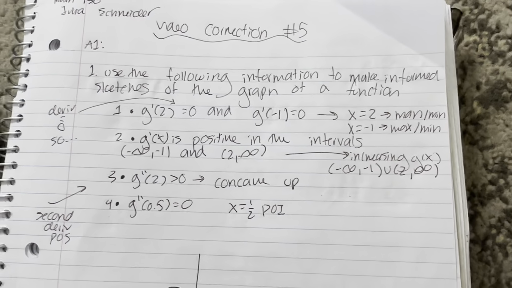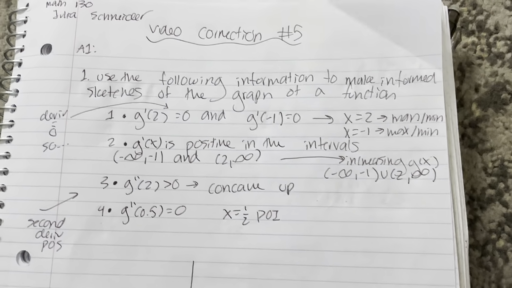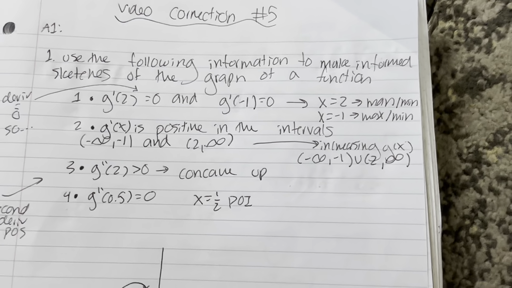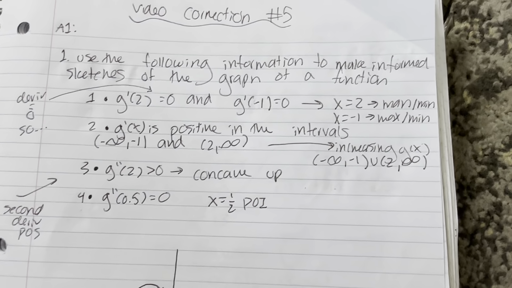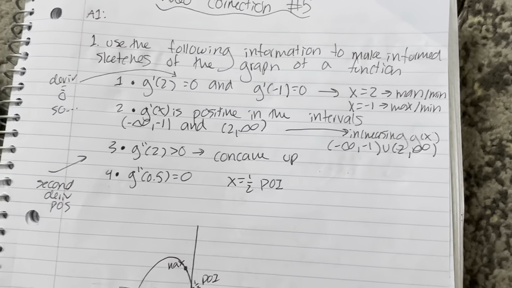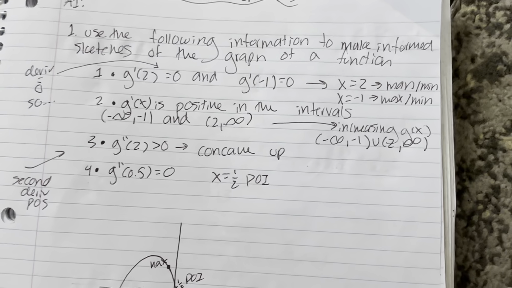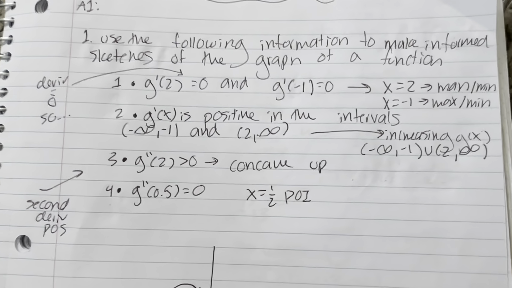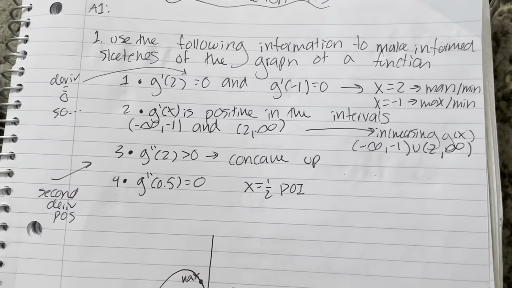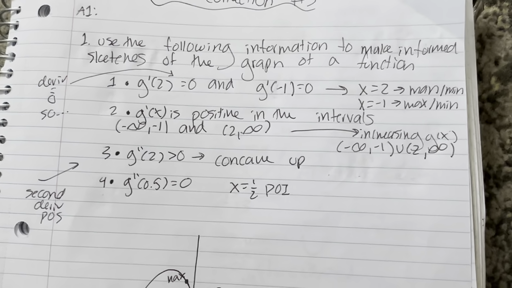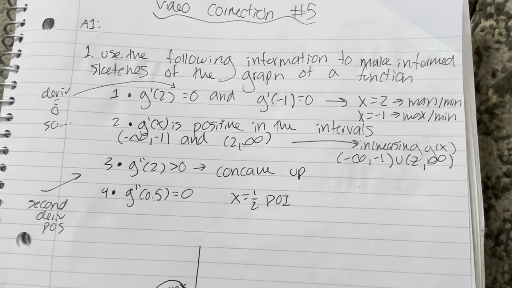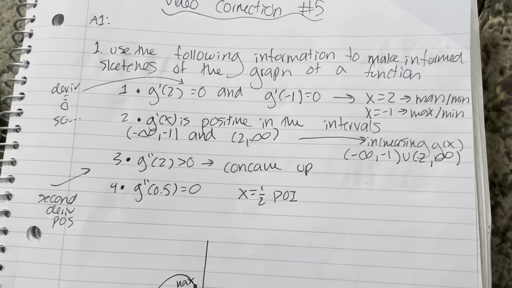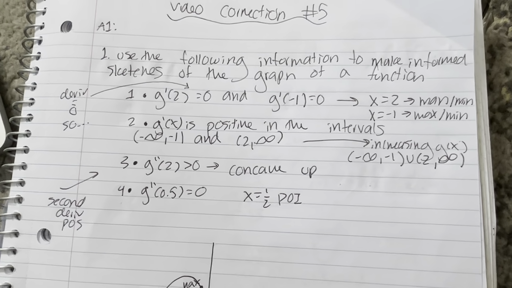The second clause states that g prime of x is positive in the intervals negative infinity to negative 1 and from 2 to infinity. This means that g of x is increasing from negative infinity to negative 1 and also from 2 to infinity. The third clause states that g double prime of 2 is greater than 0, and that means it's concave up. We know this because the second derivative of the function gives you concavity, and it's greater than 0, so we know it's concave up.